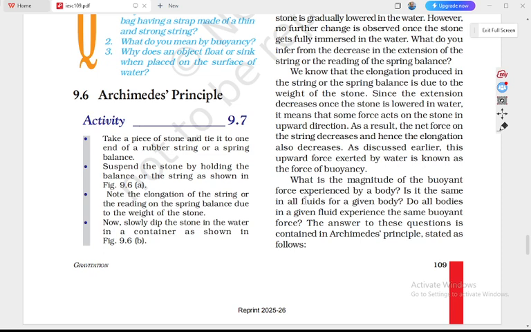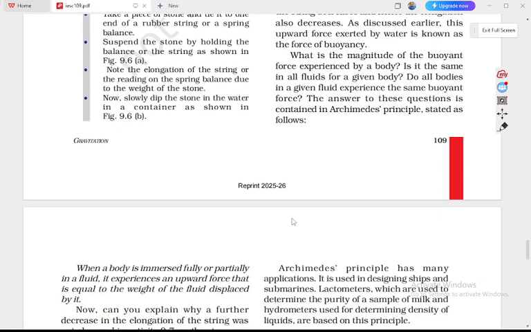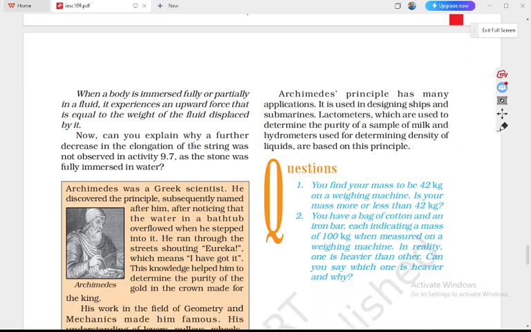What is the magnitude of the buoyant force experienced by a body? Is it the same in all fluids for a given body? Do all bodies in a given fluid experience the same buoyant force? The answer to this question is explained in Archimedes' principle and stated as follows. When a body is immersed fully or partially in a fluid, it experiences an upward force that is equal to the weight of the fluid displaced by it. That is important. Now can you explain why a further decrease in the elongation of the string was not observed in figure 9.7 as the stone was fully immersed in water?